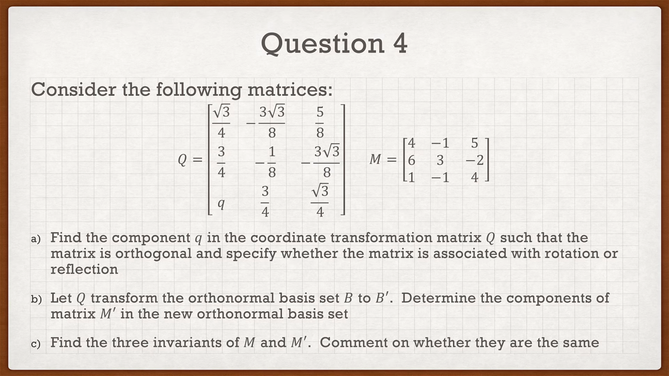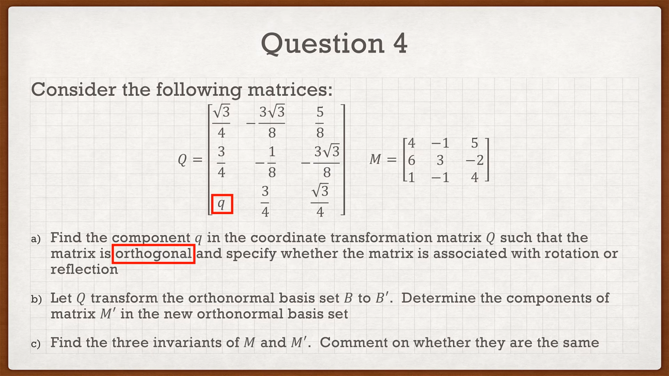Part A says, find the component q in the coordinate transformation matrix Q such that the matrix is orthogonal, and specify whether the matrix is associated with rotation or reflection. If we look inside Q, there's a small q that's unknown. Just like the previous questions, we're going to have to use the properties of the matrices to figure out what q is. The specific property we'll use is that Q is orthogonal. We'll use that property to figure out what small q is, and after we do that, we'll have the full matrix Q.